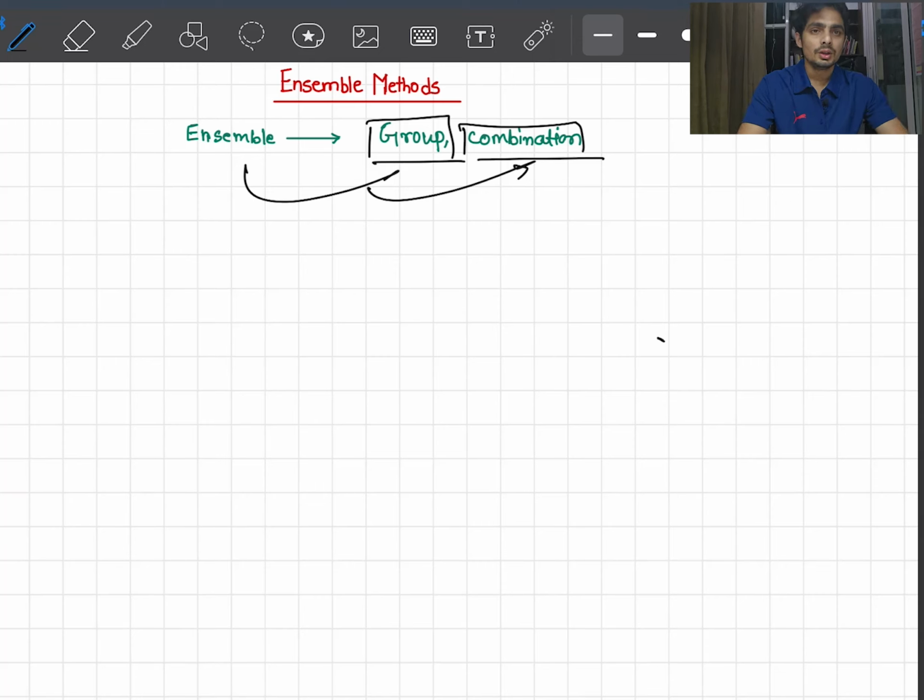Hello. Today we are going to study ensemble methods. What are these? What are the properties? What are its types? Everything. Whenever you look at the word ensemble, it means a group or a combination of something. So I have written it this way: a group or a combination.